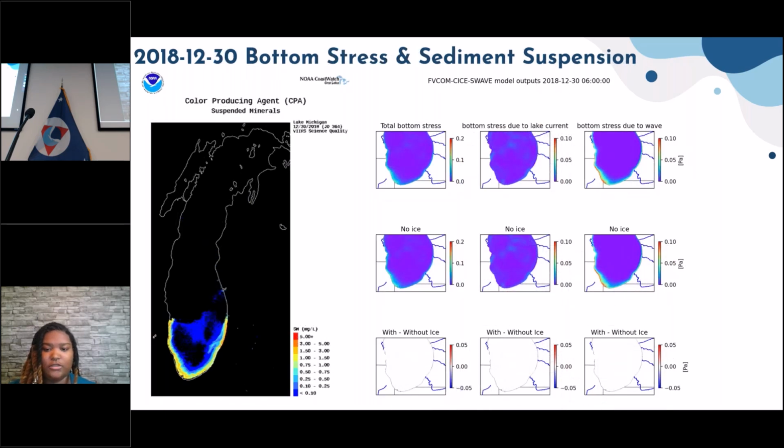But you can see on the 30th, there was an increase in sediment plume, and it shows sediment plume without ice, and you can also see that the 30th had more than the 10th.